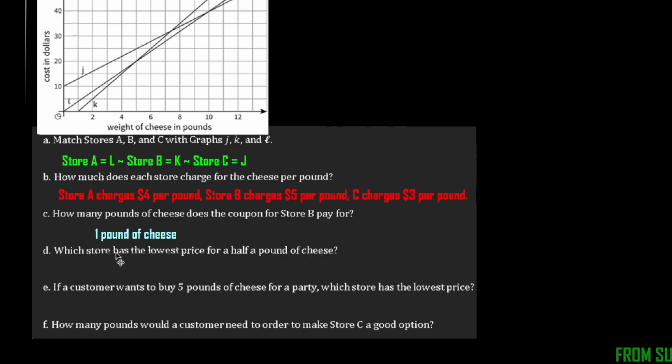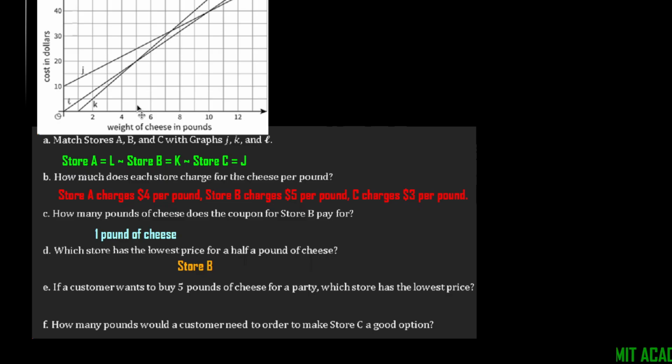For part D, it says which store has the lowest price for a half of a pound of cheese. So we look at the graph and say, okay, about half of a pound. We're actually going to say it's going to be store B because we can get $5 off our first pound. Then it says if a customer wants to buy 5 pounds of cheese for a party, which store has the lowest price?